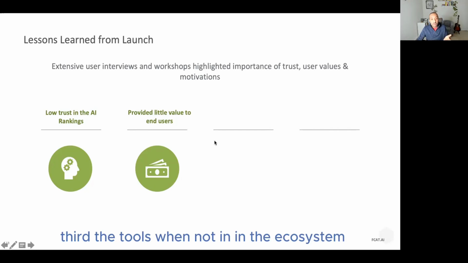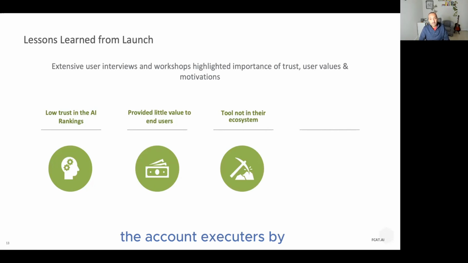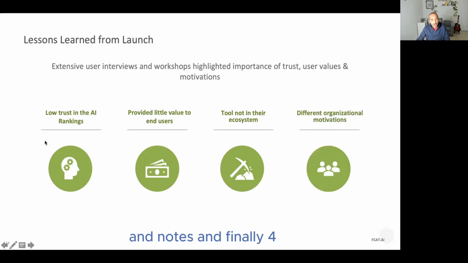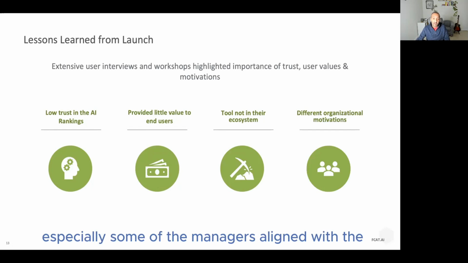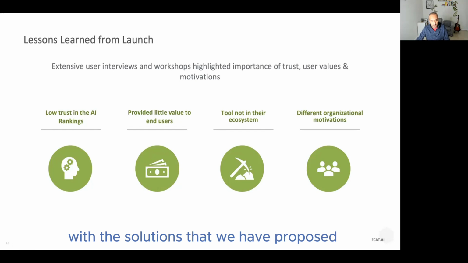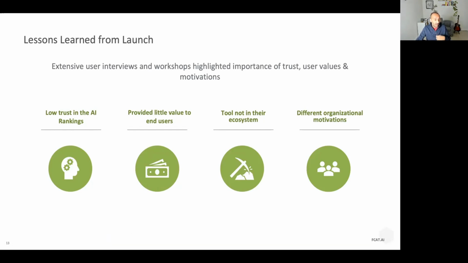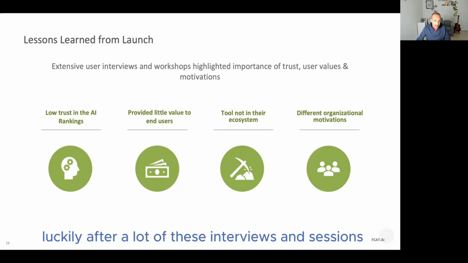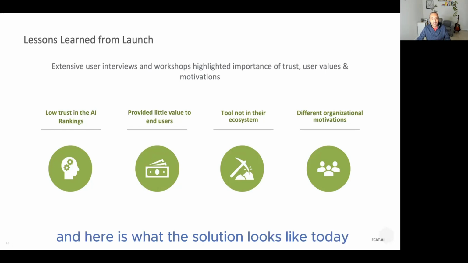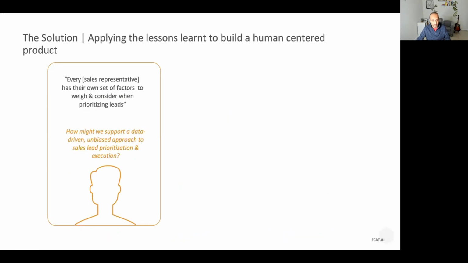Third, the tools were not in the ecosystem. The account executives were using a very popular CRM tool to manage their call list and notes. And finally, four, not everyone in the team, especially some of the managers, aligned with the solutions that we had proposed. Now, we interviewed a few dozen users and had on-site interviews with their managers. Luckily, after a lot of these interviews and sessions, we pivoted, and here is what the solution looks like today.